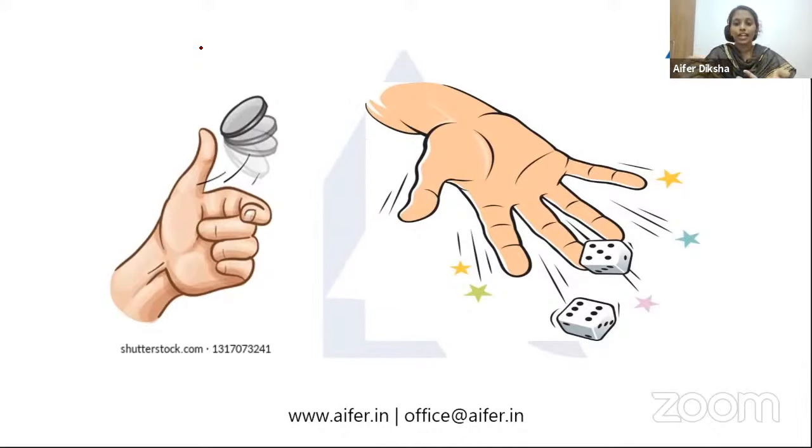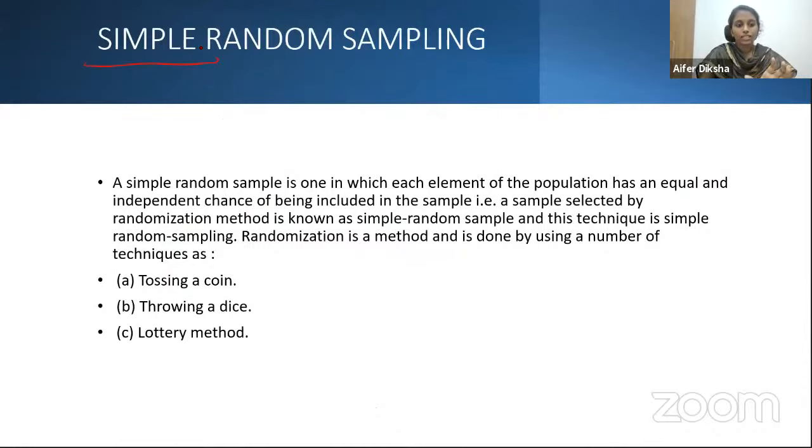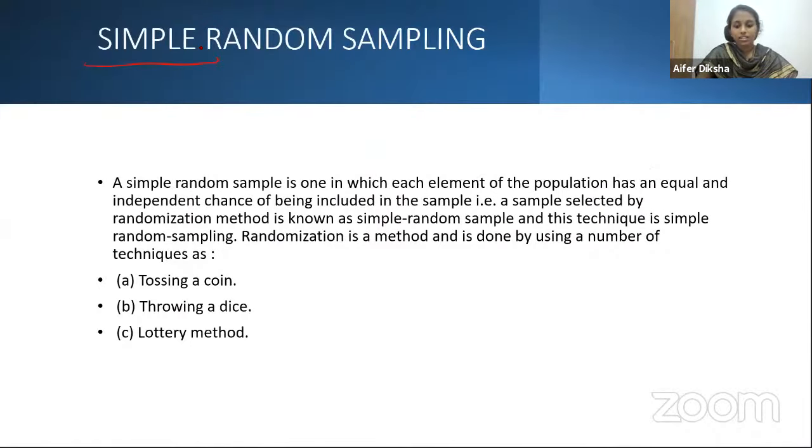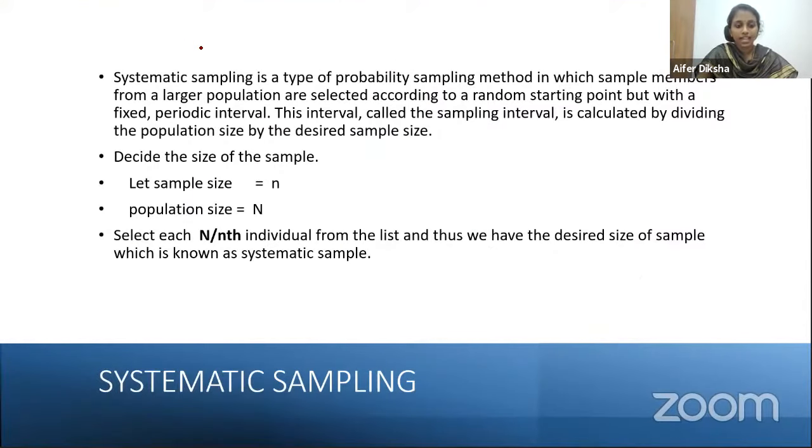So the probability of getting a head or a tail is 1/2. Like that, when we throw a dice, all 6 sides of the dice have equal probability of being the upper one. So simple random sampling is that we randomly, blindly choose certain members from a population, and examples include tossing a coin, throwing a dice, and also the lottery method. In the lottery method also, we are making a blind selection. Okay. So I think simple random sampling is clear. Nothing is complicated in that.